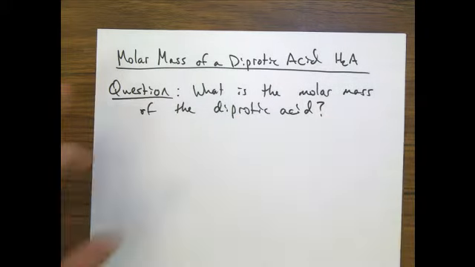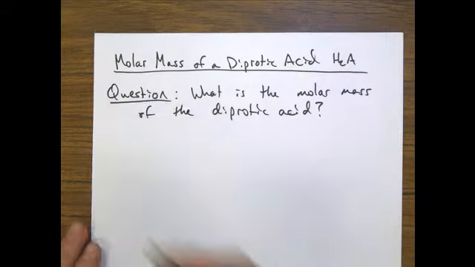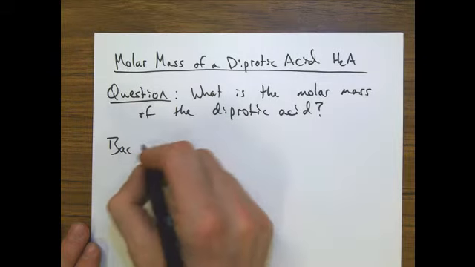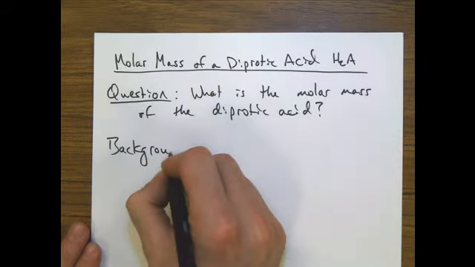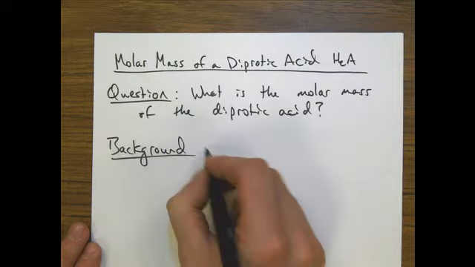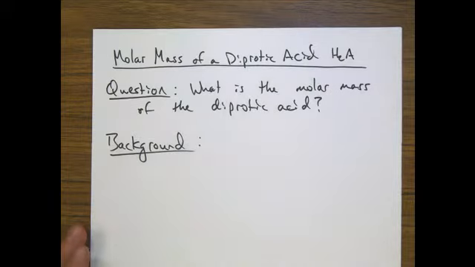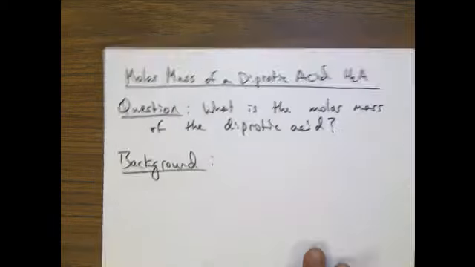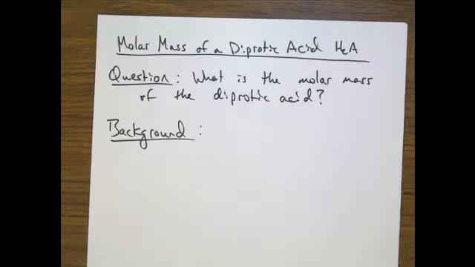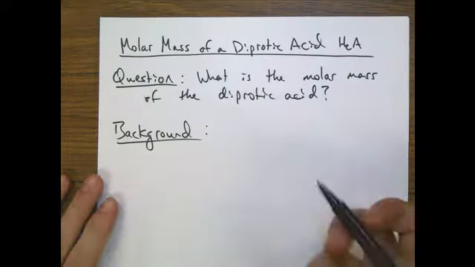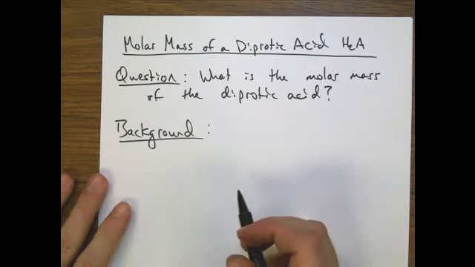So when it comes to the background information that you're going to write down in your lab notebook, you're going to have to get down a lot of information. First off, you have to know the reaction that you're doing with the diprotic acid. So on our background, we're going to learn the notation that we'll use to refer to a diprotic acid.